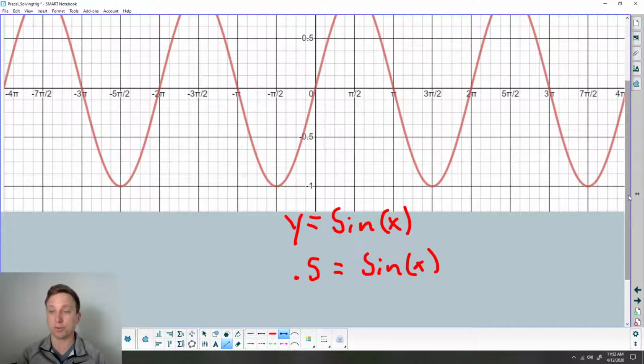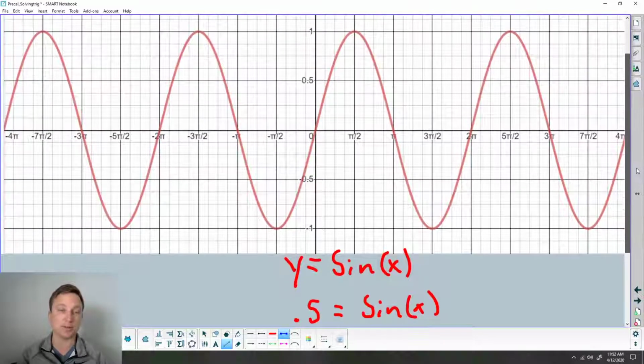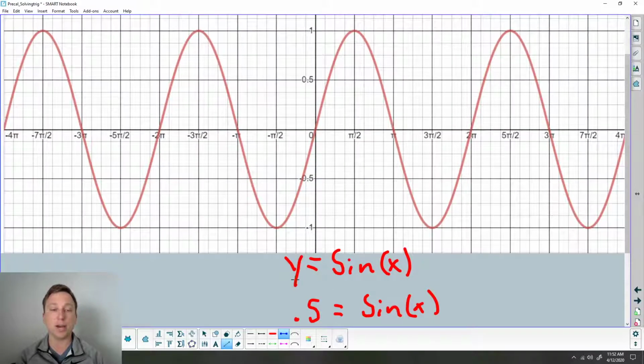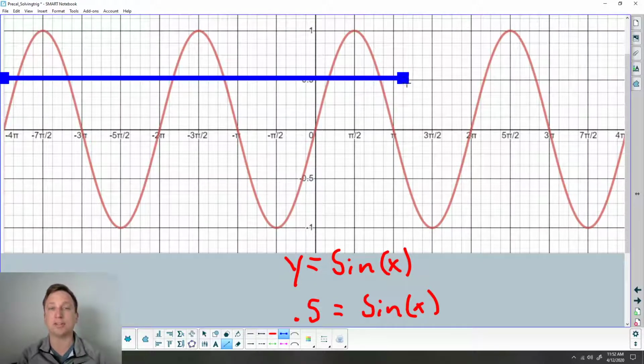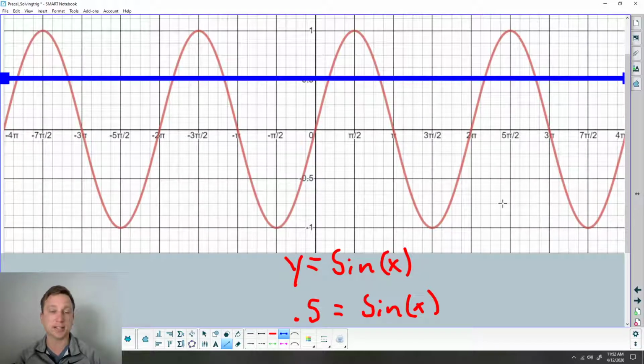We've done this before with lines and with quadratics and different graphs already. But if I want to find where the sine of x is 0.5, I took y and I replaced it with 0.5. So this is actually two equations now. So I want to plot y equals 0.5. And y equals 0.5 looks like a horizontal line, and it's every single y value that is half a unit up from the x-axis. So there it is.